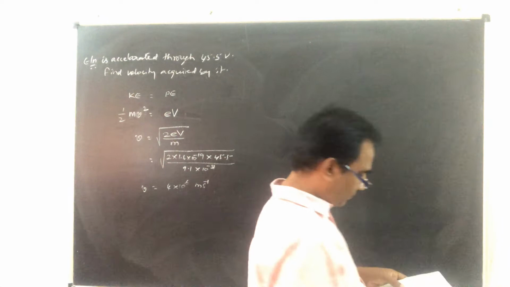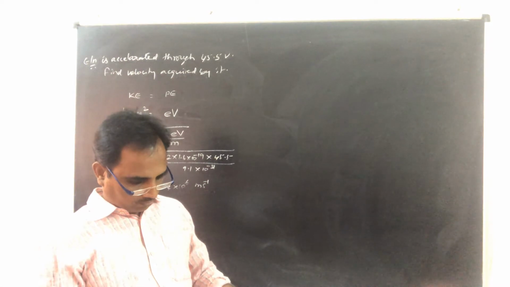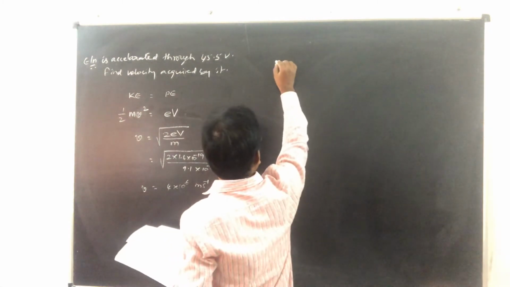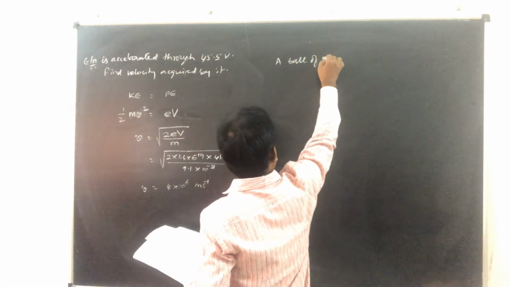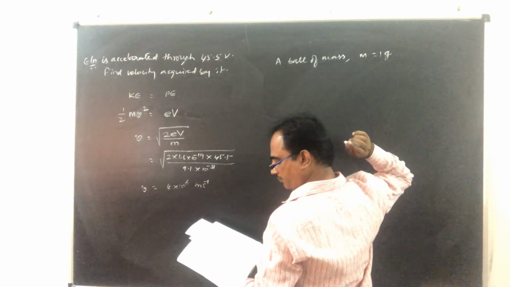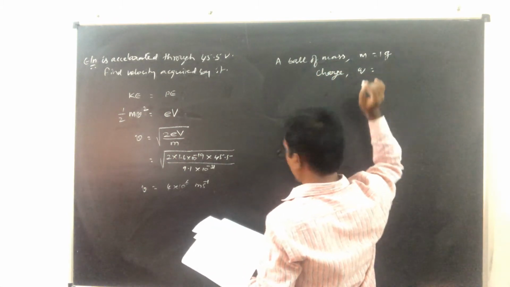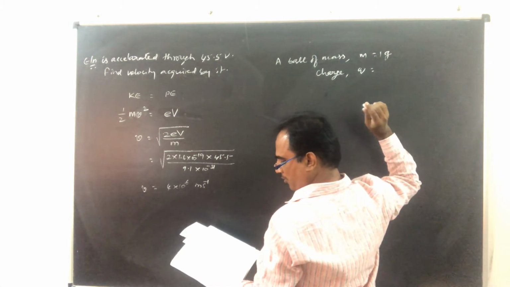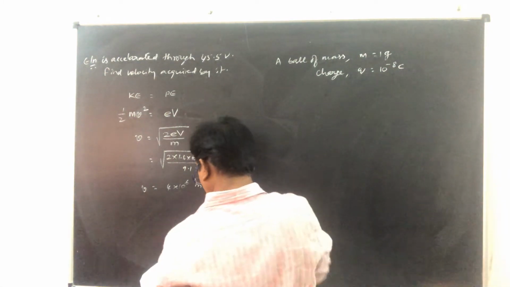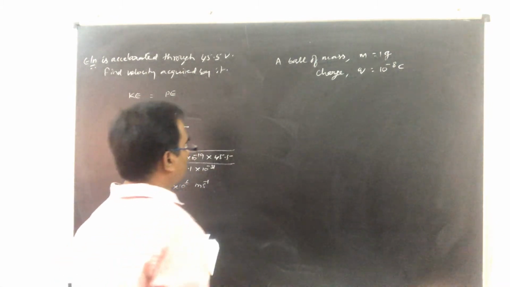You see another one. A ball of mass 1 gram, having charge Q equal to 10⁻⁸ coulomb, moves from point A, whose potential is 600 volt, to the point B where the potential is 0.